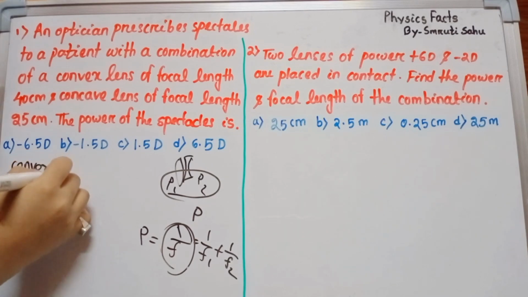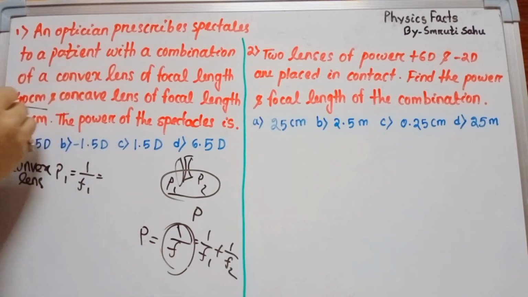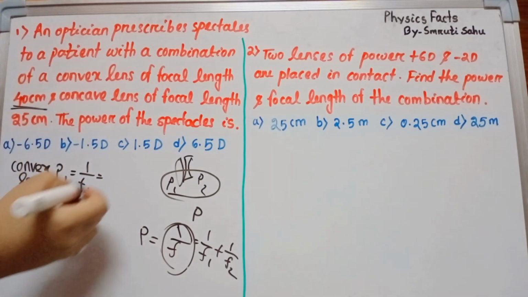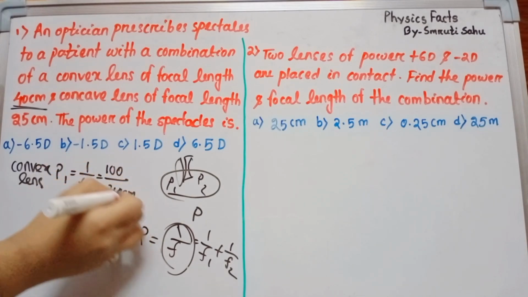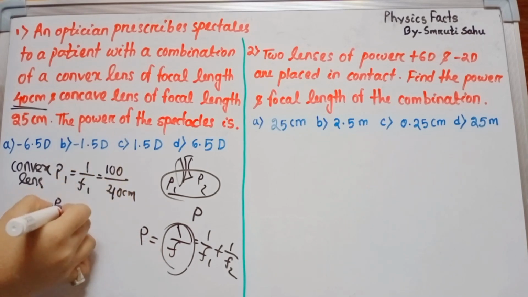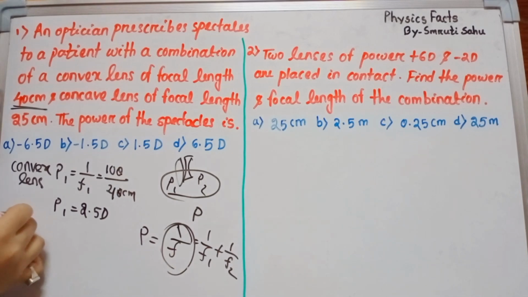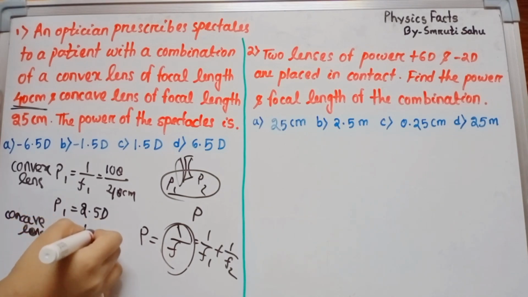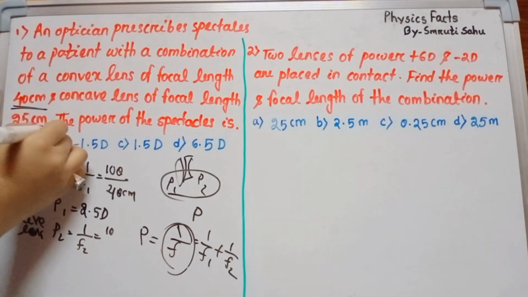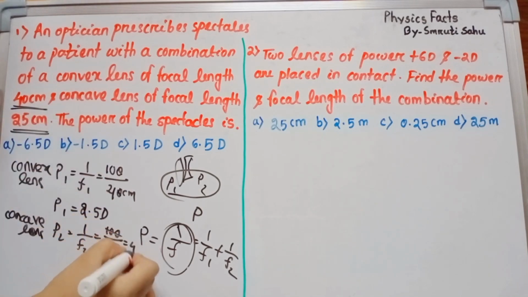For the convex lens, what is power P1? That is 1 by f1. Because the value here is in centimeter, that is 100 by 40, so P1 equals 2.5 diopter. Next, for the concave lens, P2 equals 1 by f2, given in centimeter, so 100 by 25, that is equal to 4 diopter.